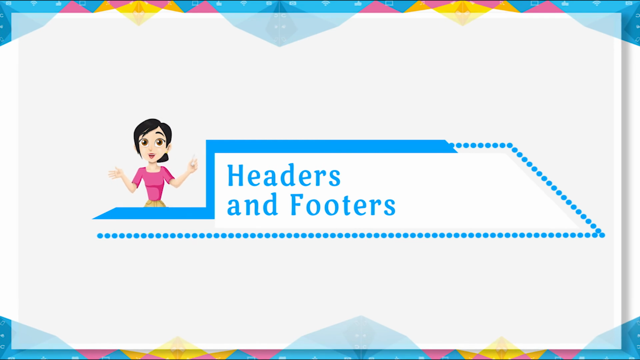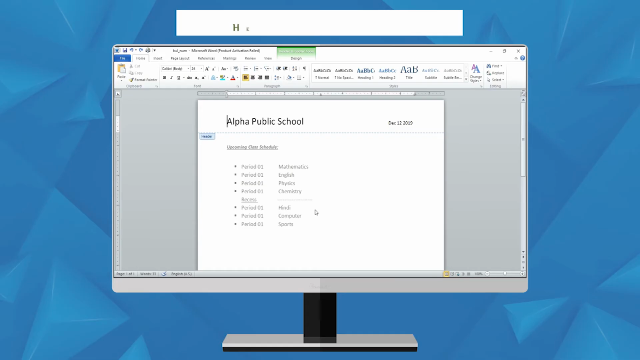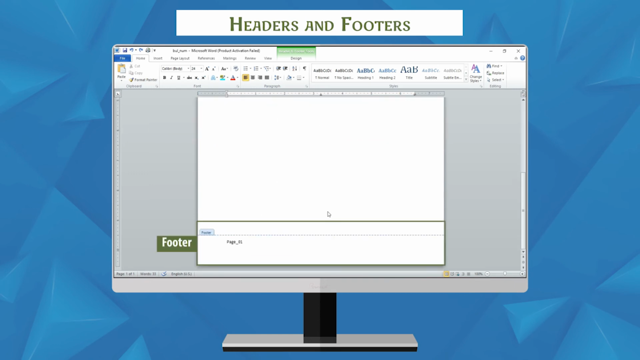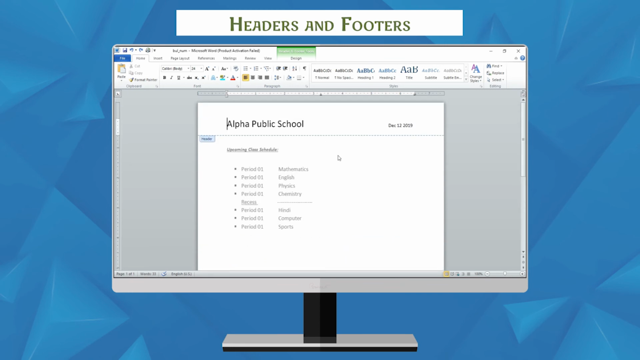Headers and footers. Headers and footers can help keep longer documents organized and make them easier to read. Text entered in the header or footer will appear on each page of the document. The header is a section of the document that appears in the top margin, while the footer is a section of the document that appears in the bottom margin. Headers and footers generally contain information such as the page number, date, and document's name, etc.